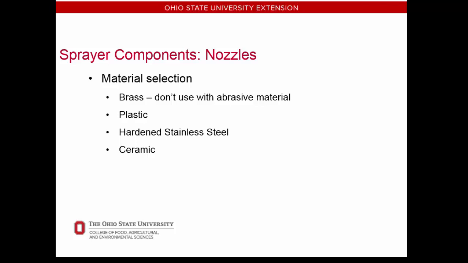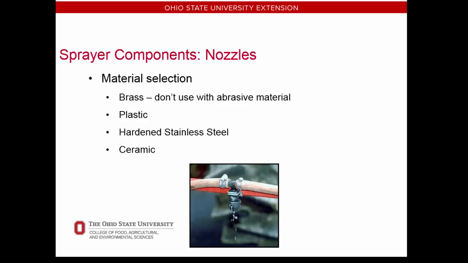Nozzles come in different types and prices. As you would expect, the cheaper the nozzle, the faster the wear. If you use formulations that are abrasive, like wettable powders, dry flowables, and water dispersible granules, they cause brass and aluminum nozzles to wear very quickly. So buying cheap can become an expensive investment since you have to keep replacing nozzles.